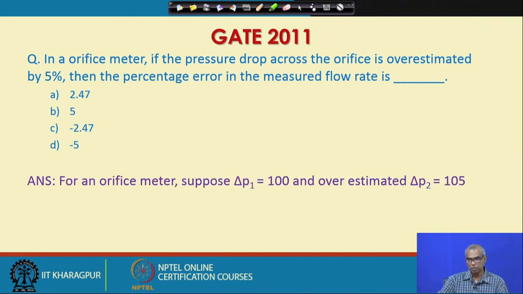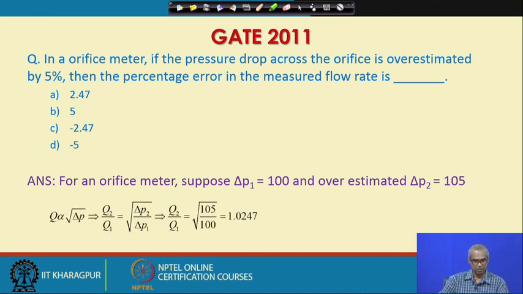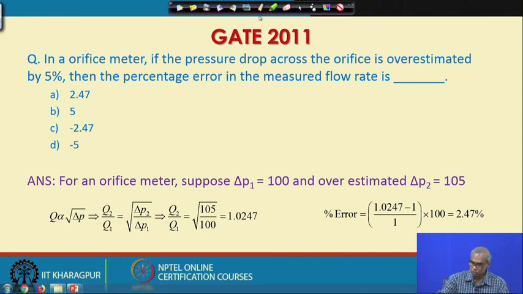For an orifice meter, suppose delta P1 equal to 100 and overestimated delta P2 equal to 105, so 5% overestimation. We know flow rate Q is proportional to square root of delta P. So, Q2 by Q1 is square root of delta P2 by delta P1. So, Q2 by Q1 is square root of 105 by 100, which is 1.0247. So, percentage error is 1.0247 minus 1 by 1 into 100, which is 2.47 percent.